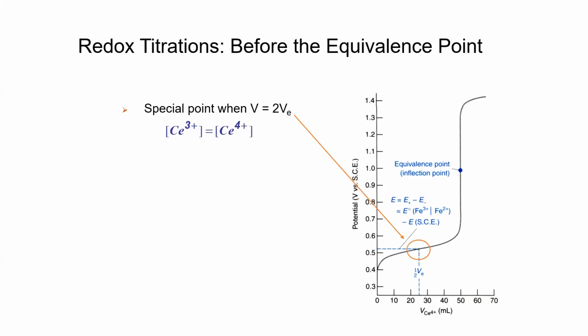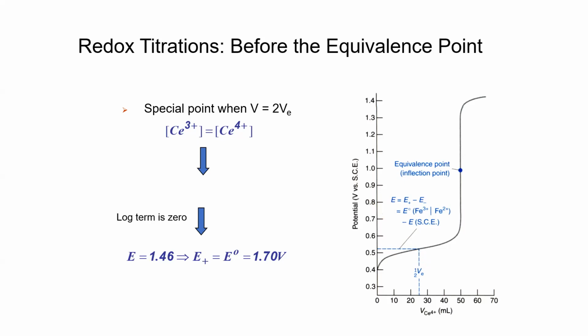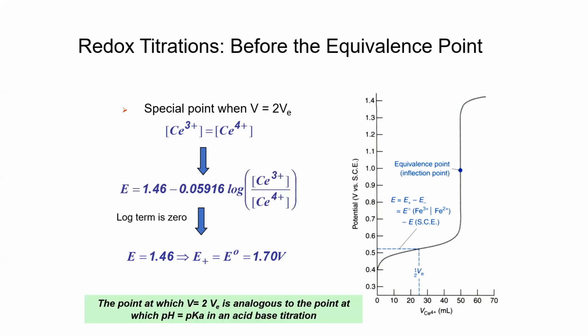So we can also do that for the cerium, just as we've done for iron. At that particular point, this is the half potential. You see Ce3+ equals Ce4+, and we can get the logarithm of that, and that would also give us its own electrode potential.